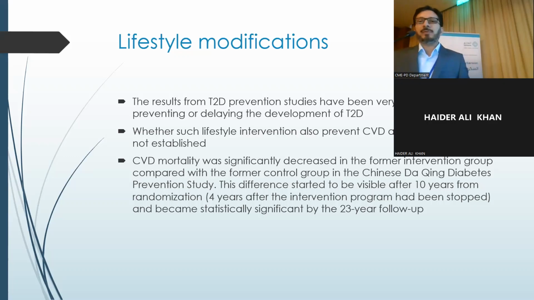Now, in one study from China, the Chinese diabetes study, they found that cardiovascular disease was significantly decreased in the former intervention group compared with the former control group. This difference started to be visible after 10 years from randomization, 4 years after the intervention program had been stopped, and became statistically significant by the 23-year follow-up. What it essentially tells us is that the cardiovascular benefit of lifestyle modification takes time. It will translate into cardiovascular benefit after a long period of intervention.